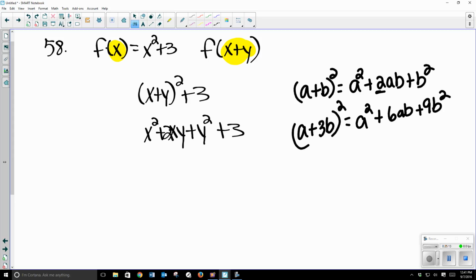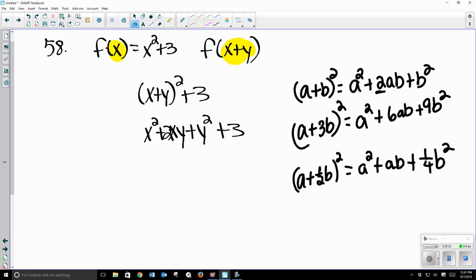What about A plus 1/2 B? It'd be A squared plus, this times this is 1/2 AB, and times 2 would be 1AB, and then 1/4 B squared. 1/2 times 1/2 is 1/4.